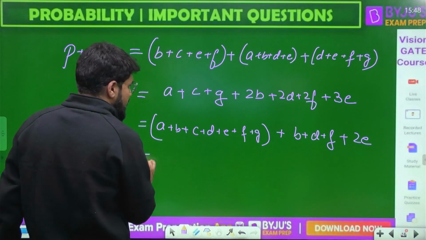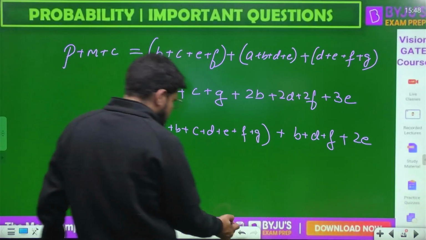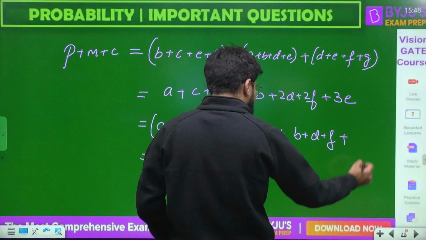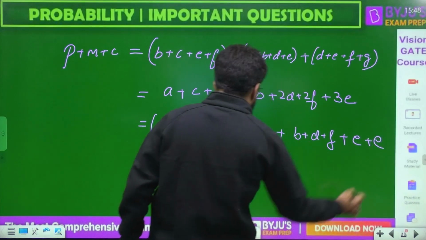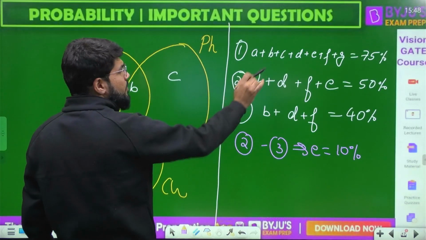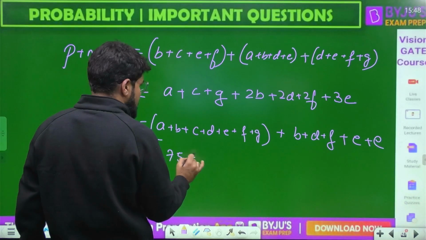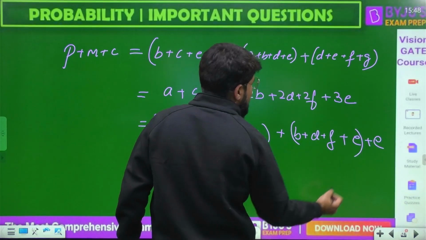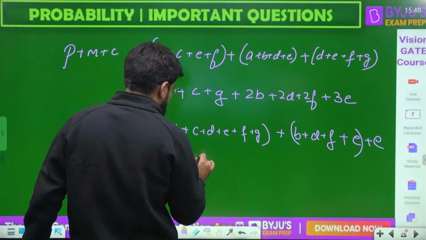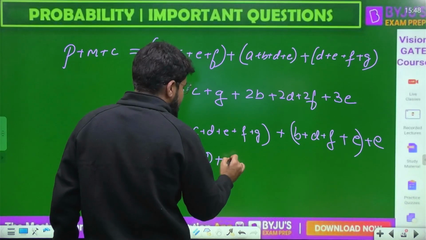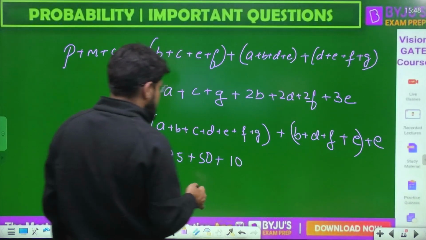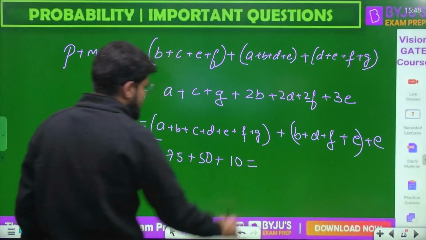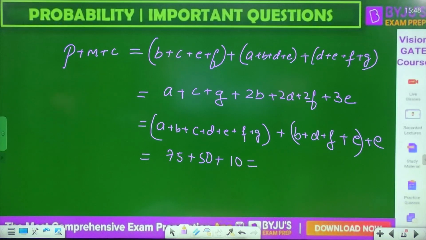Now dear, what is this value? Out of the 2E also, write down E plus E. So now what will happen? This is equation number 1, 75%. BDFE is equation number 2, that is 50%. And E is already calculated, that is 10%.